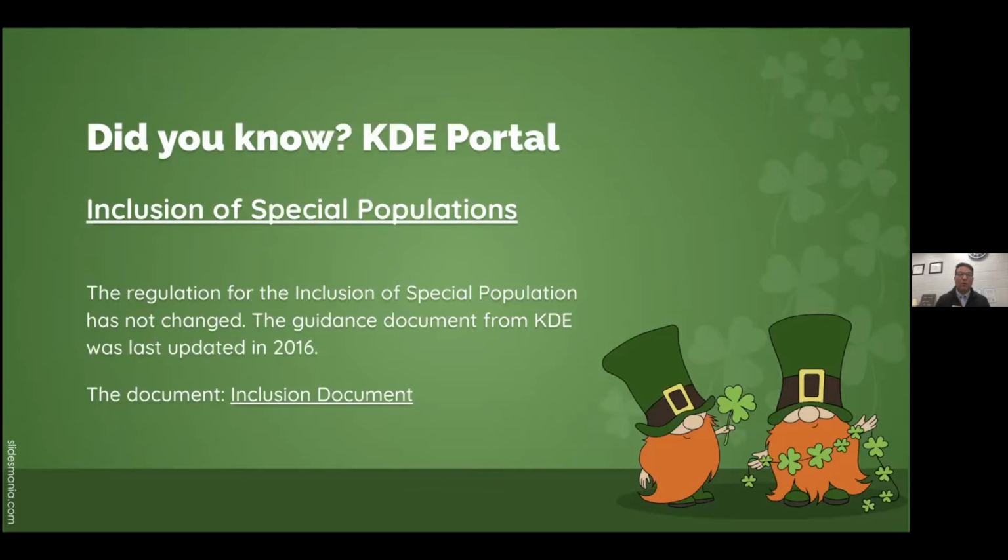But the KDE portal has an inclusion of special populations page, and it has assessment videos, assessment PowerPoints around the administration code, and then also around the inclusion of special populations. Now, the inclusion document itself, the regulation, was updated in 2016. It's not changed, okay? And I've got that link down at the bottom. You can go to that and look at that if you want. It gives you the exact regulation. It tells you exactly what you can do and what you can't do and that type of thing. If you need more information beyond what we talk about today, you can go to that inclusion document and get some more background reading on those particular places.